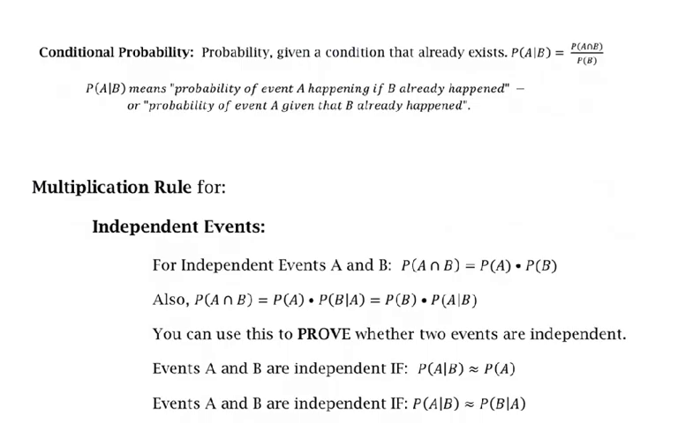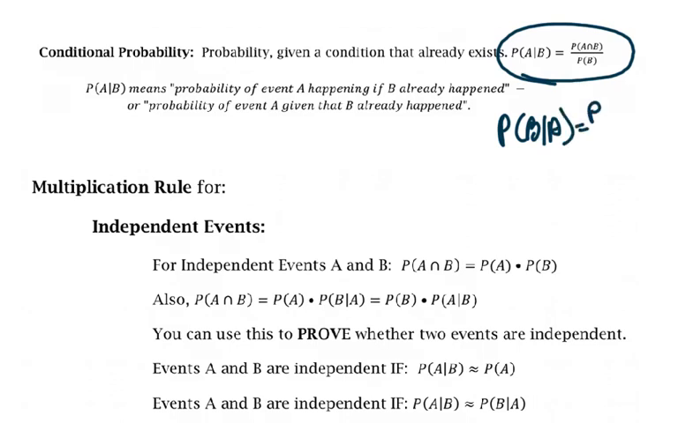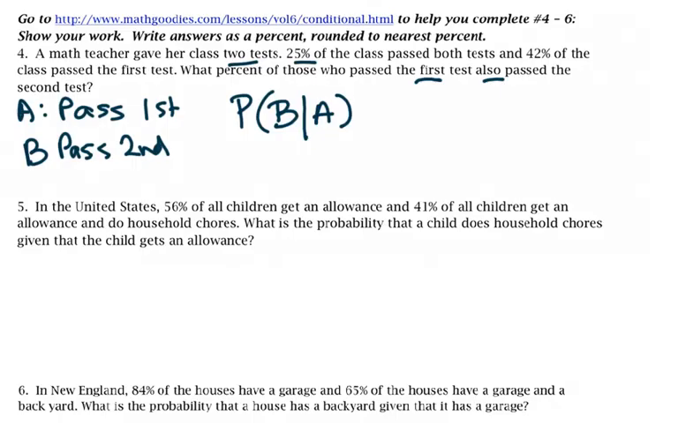And if you remember, up above we were given the formula for that. So the probability of A given B, or in this case, B given A, you're going to find the probability that both B and A are going to happen. So in this case, the probability that they passed both tests divided by the probability that they passed only the first test. Sorry, I got my B's and A's mixed up. So that's what we're going to be doing.